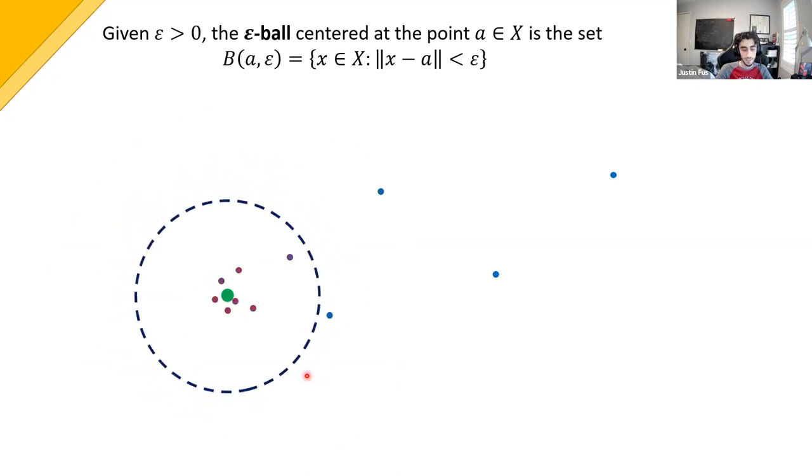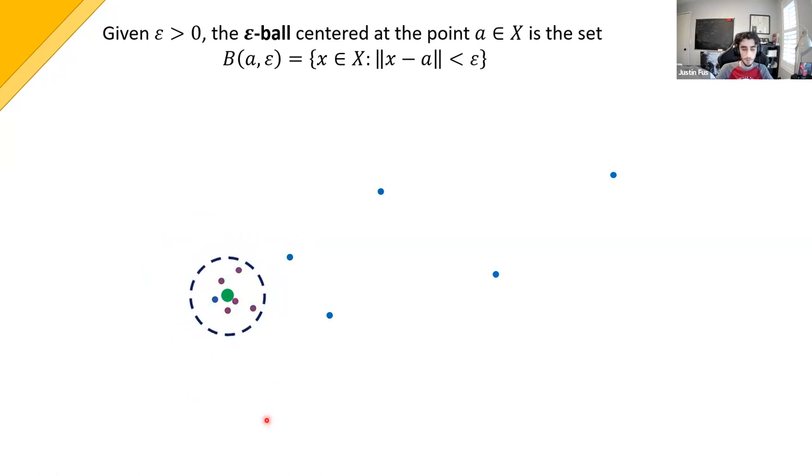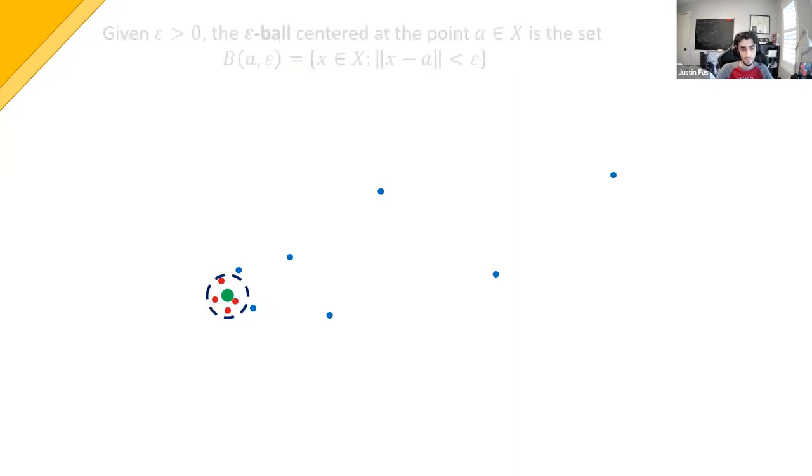Notice that we can do this no matter how small our epsilon ball becomes. If this is true, for every epsilon ball we pick, there's always some tail end of the sequence that gets close enough to our green point. Then we say this blue sequence converges to the green one.